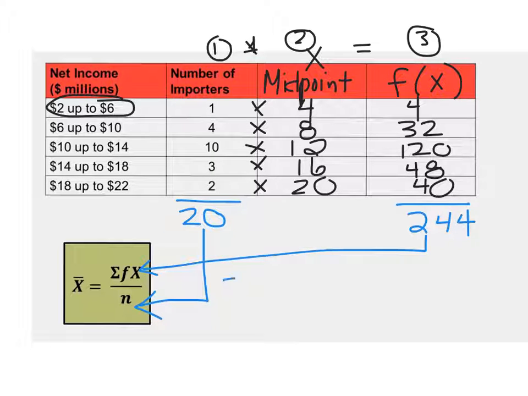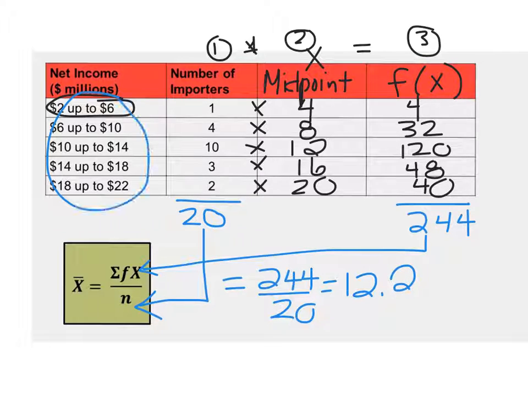Now we're going to substitute the 244 into the top of our formula and the 20 into the bottom, and that'll give us a value of 244 divided by 20, which gives us 12.2, which we will round to no decimal places since there are not any in our classes. So we can conclude that it's 12 million is the average net income.